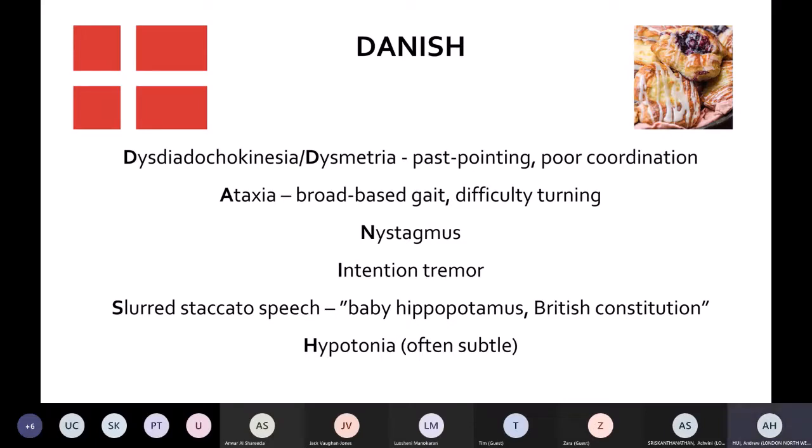The slurred staccato speech, which can be broadly labelled under dysarthria, you might hear in SBAs. And that's why in your cerebellar examination, we usually get patients to say things like baby hippopotamus and British Constitution. And finally, the H in DANISH is for hypotonia. It's often a really subtle sign. It's slightly decreased muscle tone. It might not be obvious, but it's something to say.